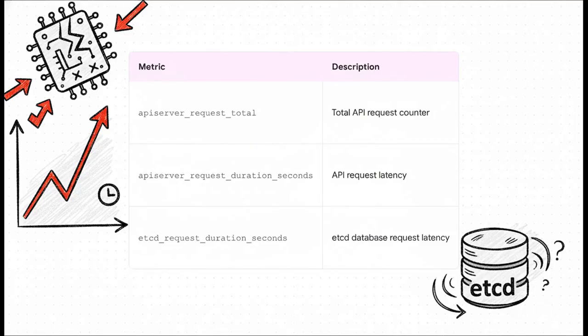But here's the crucial part. Even though it's managed, you still need to keep an eye on its health. You need to be asking questions. Is the latency for API requests starting to creep up? Are requests failing? Is etcd, which is the database that acts as the single source of truth for your entire cluster, is it responding slowly? Think of these metrics as the vital signs of your cluster's brain. You have to watch them.